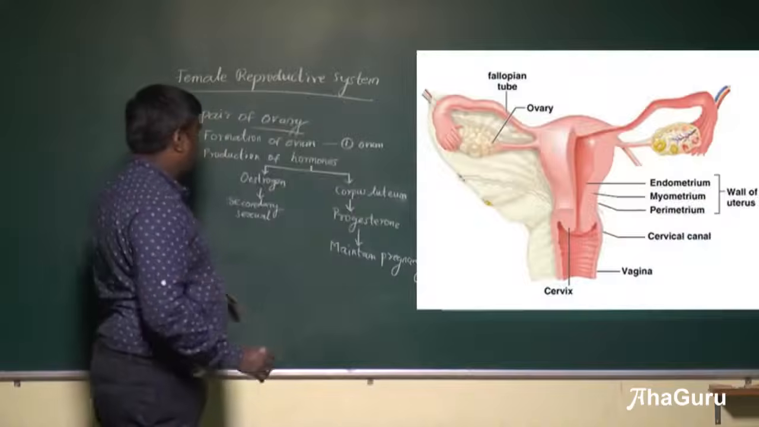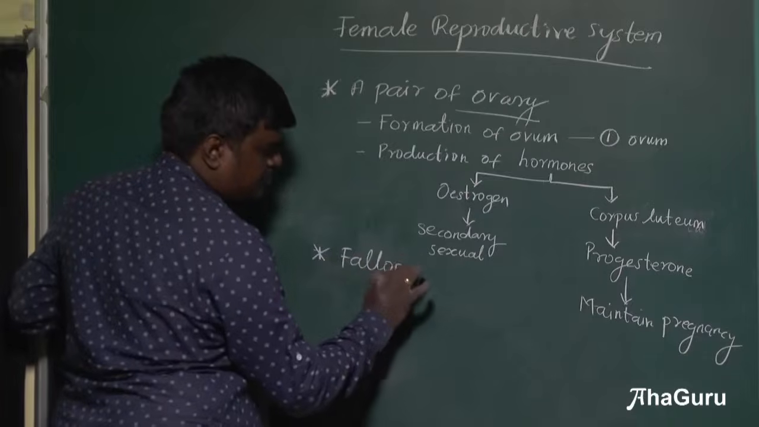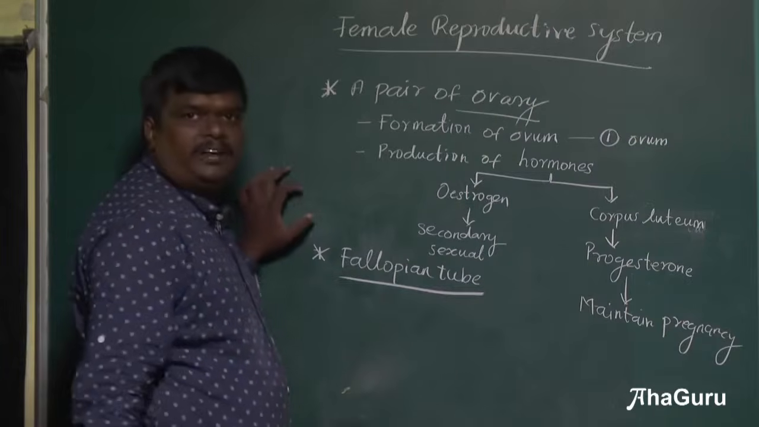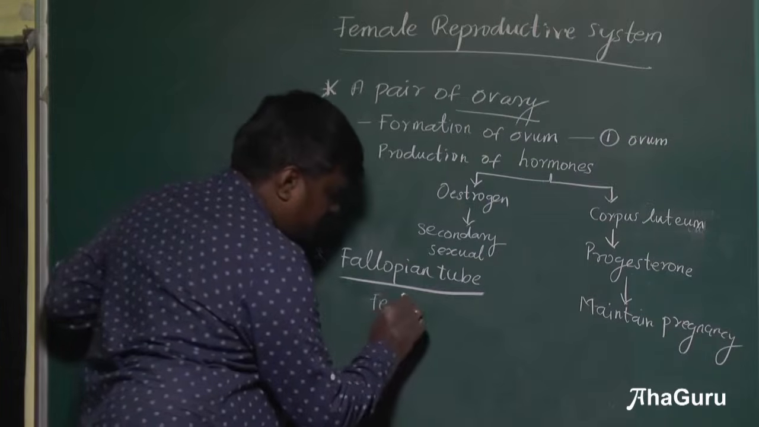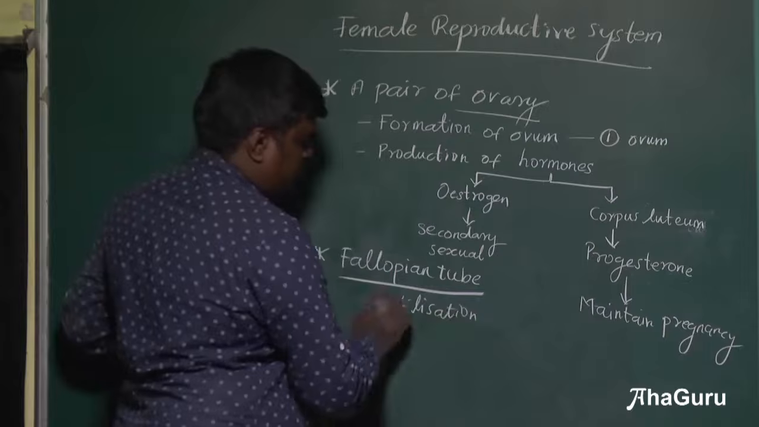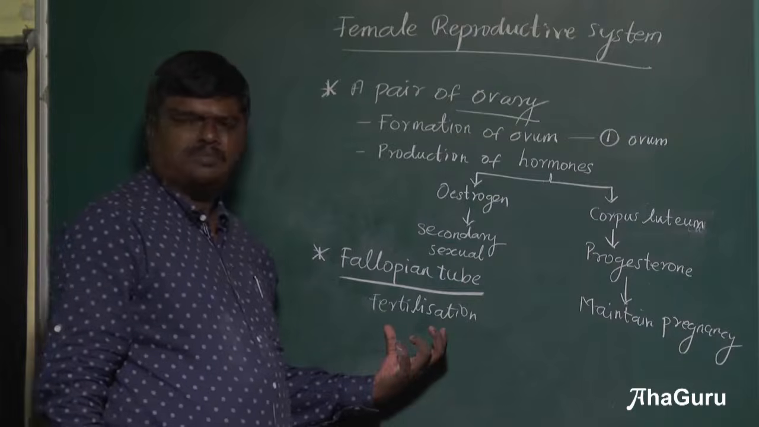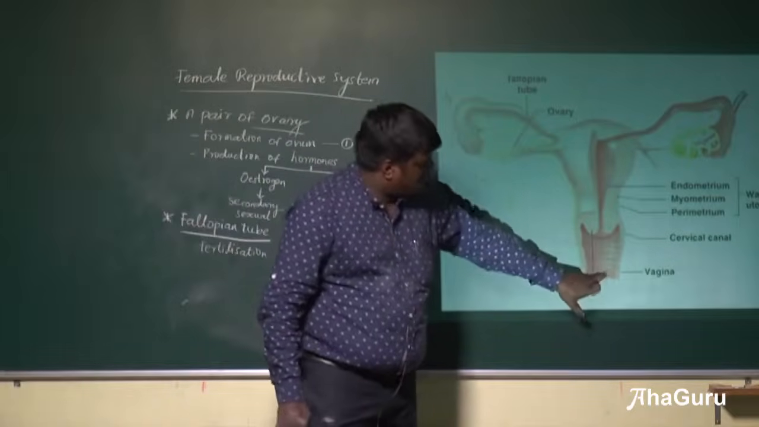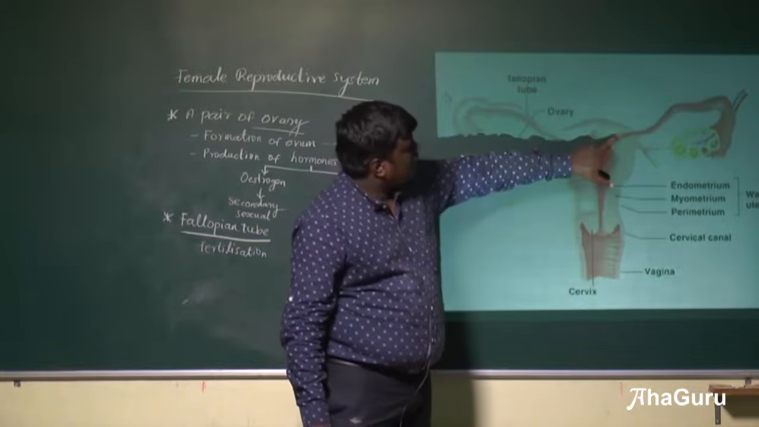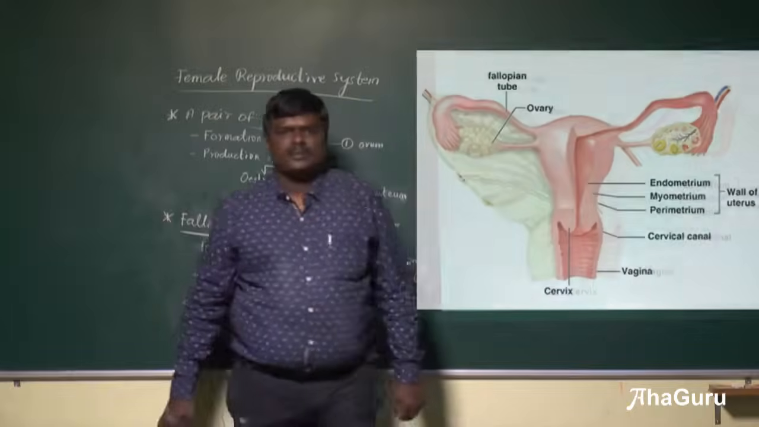Next is the functions of fallopian tube. It is just a passage, and the meeting of male and female gamete, that is fertilization, takes place in the fallopian tube. The meeting of the male and female gamete takes place only in the fallopian tube. So, through the penis, the sperm will enter into the vagina. From the vagina it is transported, and the fusion takes place only here in the fallopian tube.